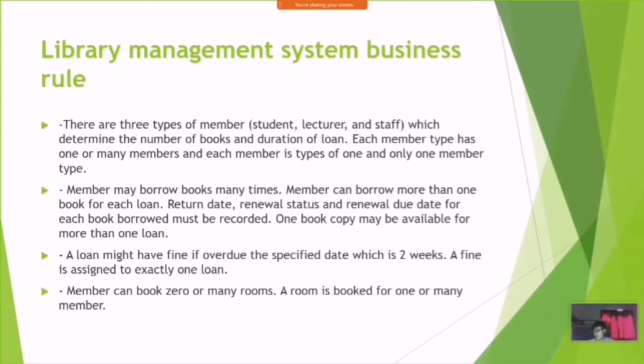Next, we have 3 types of member, which are student, lecturer, and staff. The members can borrow many books many times, and can borrow one or more books for each loan. For each loan there can be a fine if you didn't return the book, and we need the record also. And the members can book 0 or many rooms for their activities in the library. So for this one, we will end here, and I'm going to let my group member explain the next slide.